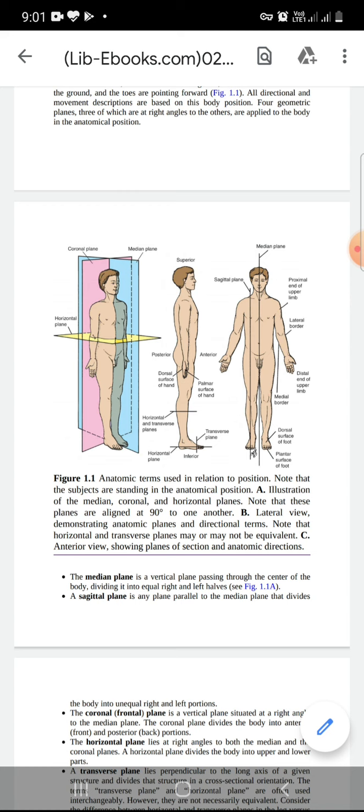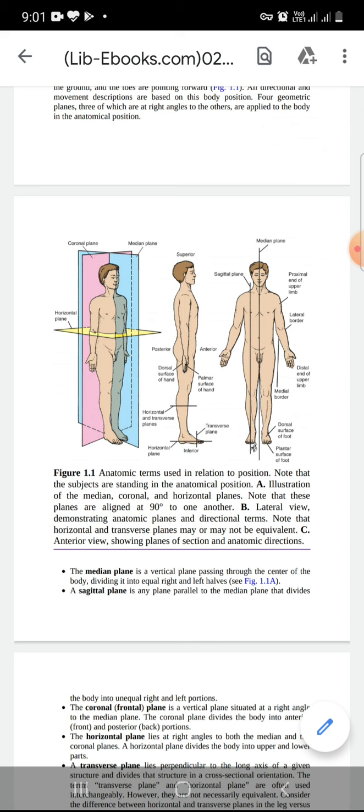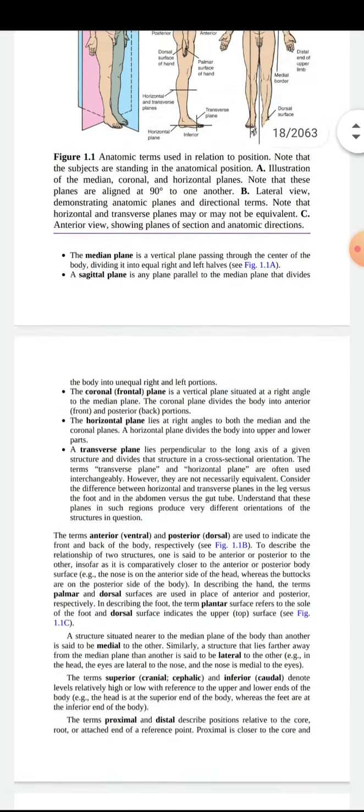Planes of section include the median plane or the mid-sagittal plane. You can see the sagittal plane, you can see the proximal end of the upper limb, the lateral border and the distal end of the upper limb, the lateral border, medial border and the dorsal surface of the foot and the plantar surface of the foot.